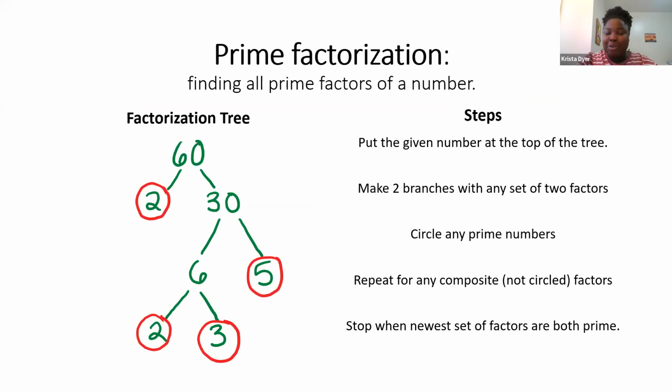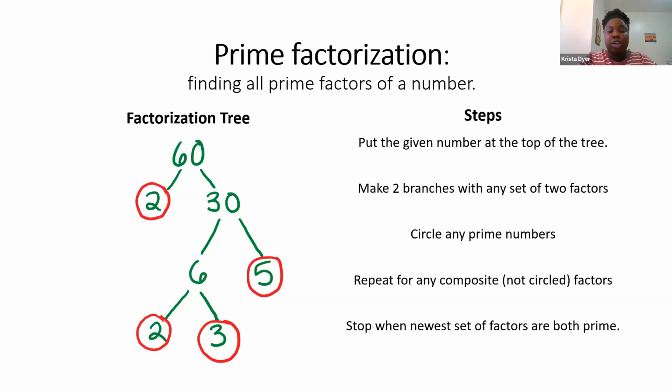So another thing we need to know for this first problem is prime factorization. And prime factorization is finding all the prime factors of a given number. So if we go through the steps, we're going to make a factorization tree. We're going to start with the given number. So let's say our given number is 60. So we put the given number at the top of our tree. We're going to make 2 branches off of 60, and they're going to be 2 corresponding factors. So if we have 60, we know that 2 times 30 equals 60. So those are going to be our first 2 branches.